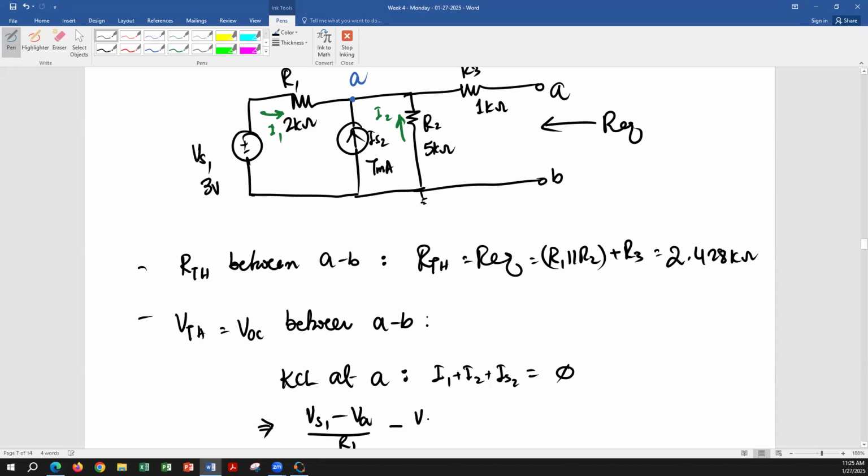So minus VA over R2. And of course, IS2, we already know the value of IS2. I'm going to keep it on one side and then take the other things on the other side of the equation because VA is negative. IS2 is 7 milliampere.